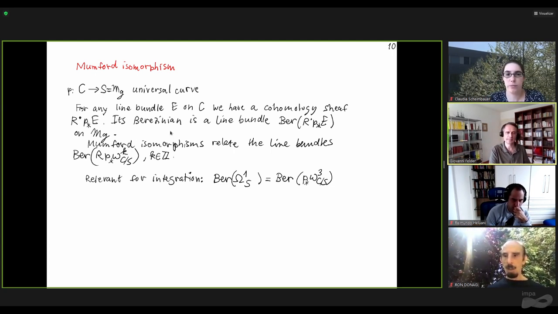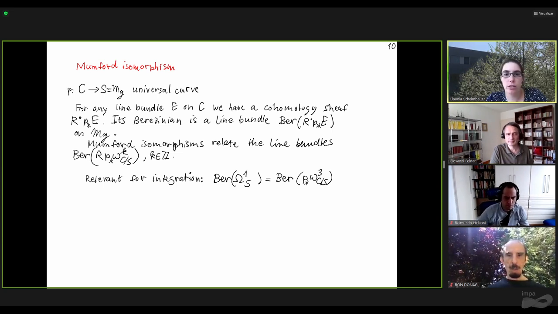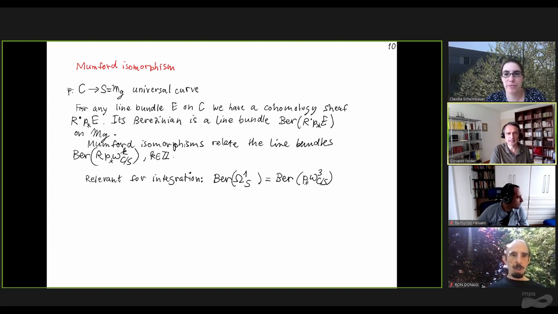It's a line bundle. And there's a quick question. There is a question from Ezra Getzler. Are these actual derived functors for abelian categories or something more subtle? Nothing more subtle. Yes, derived functor. Okay. Right.